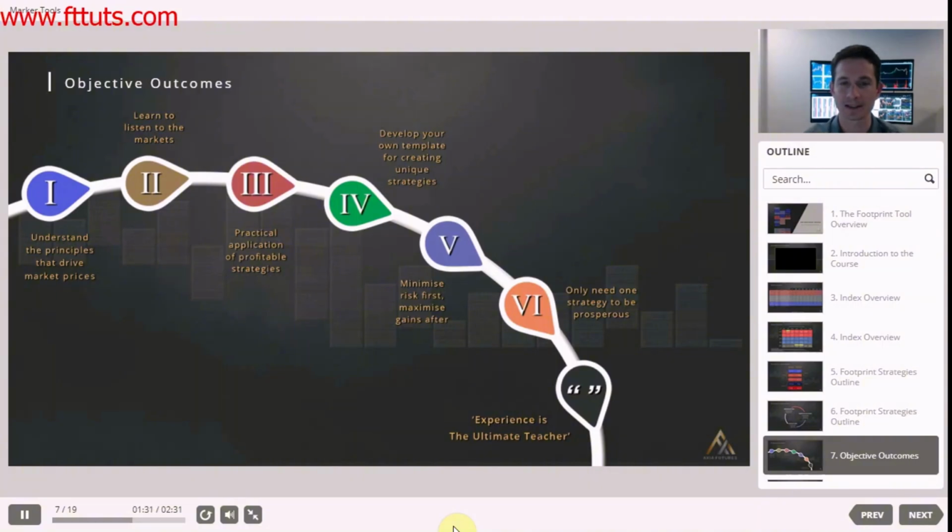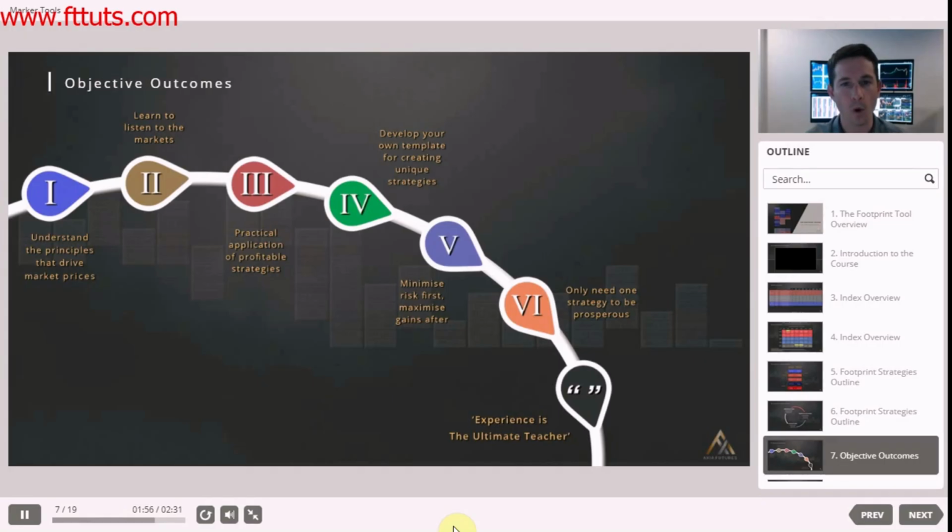The fifth objective I really want you to focus on and really adopt is minimizing risk first and maximizing gains after. The reason is simple. Every single successful trader I know or have come across all focus on managing risk and becoming the perfect risk manager.